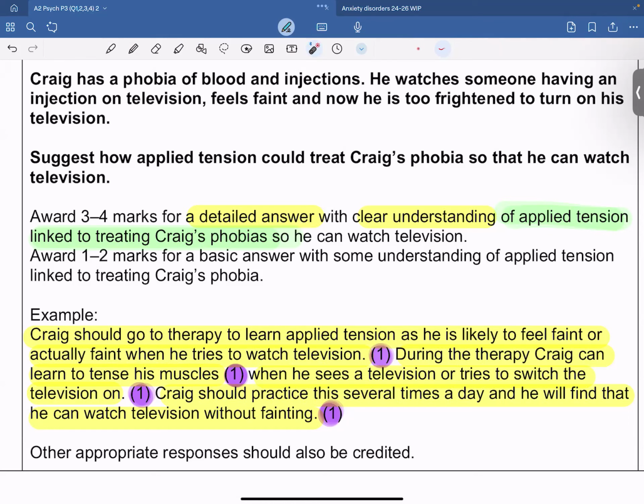Now, award 3 to 4 marks for a detailed answer with clear understanding of applied tension linked to treating Craig's phobia so he can watch television. If we have a look at the example, Craig should go to therapy to learn applied tension as he's likely to feel faint or actually faint when he tries to watch television. During the therapy, Craig can learn to tense his muscles when he sees the television or tries to switch the television on. Craig should practice this several times a day and he will find that he can watch television without fainting.